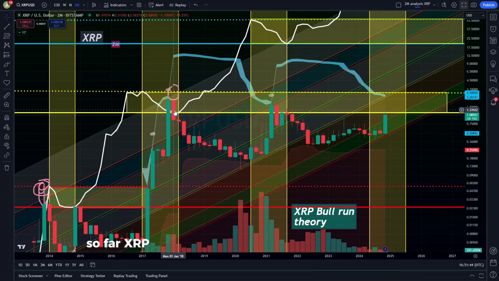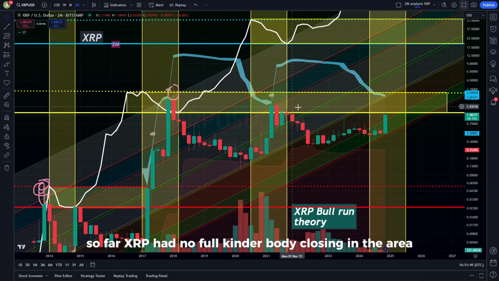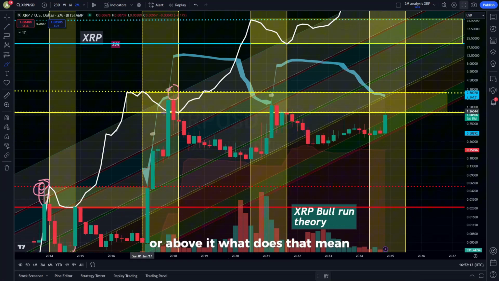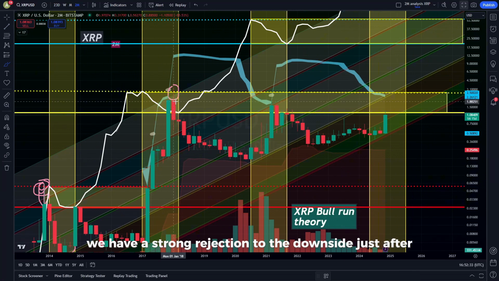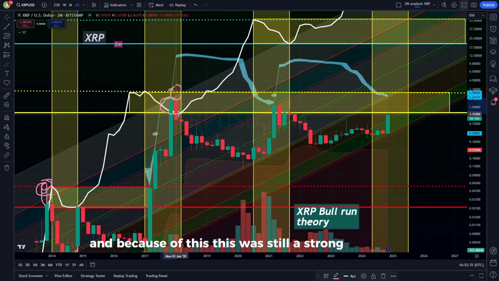So far, XRP had no full candle body closing in the area or above it. What does that mean? Look, here we have XRP piercing the area, right? But right after piercing through it, despite the fact that we closed inside the area, we have a strong rejection to the downside just after. And because of this, this was still a strong resistance. We have no full candle body closing inside the band, right?